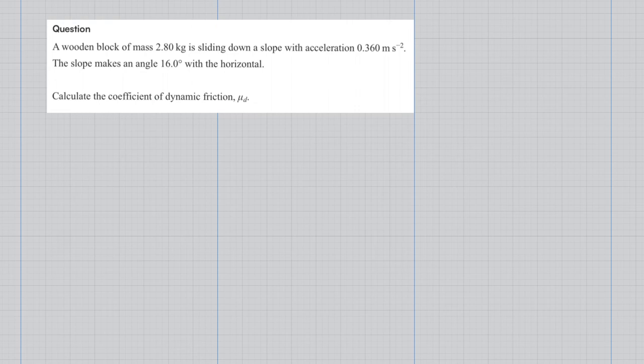So this is a ramp problem. So let's draw our ramp. And it's going to make an angle, like it said, of 16 degrees. So this here is going to be 16 degrees. Now, if we draw our object here, it is going to have the force of gravity acting straight down. The normal force is going to act perpendicular to my ramp, and it is accelerating down the ramp, right? So it's moving downwards. So the frictional force is going to be up the ramp.